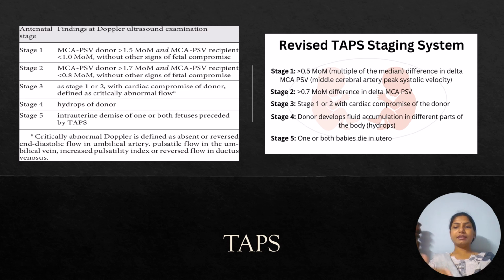And in stage 4, there might be hydrops developed in the donor because of vascular insufficiency, and in stage 5, there might be death or demise of one or both twins. So TAPS has to be identified and we have to manage it accordingly based on the period of gestation.